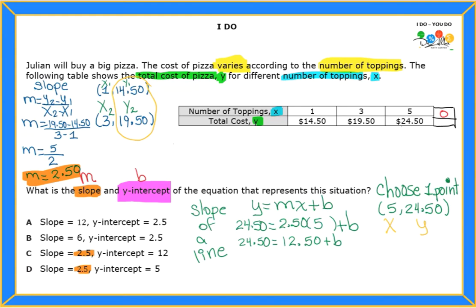I need to leave b by itself. Therefore, I need to subtract 12.50 on both sides. Remember, whatever you do on one side, you do it to the other side. Let's subtract these numbers, and I get b equals, what's 24.50 minus 12.50? I get a 12 or 12.00. Therefore, 12 is my y-intercept. Is that right? Okay, so let's consider that.